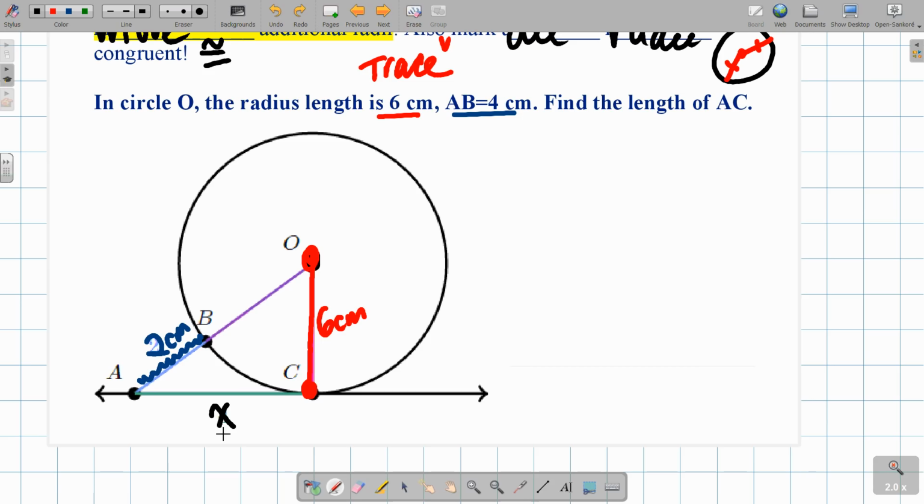So taking a look at what you have, let's trace and sing. If tangent to a radius, radius, radius, if tangent to a radius, right angle at the edge. So immediately you have a right angle there. Let's pull this triangle out. COA, right here.